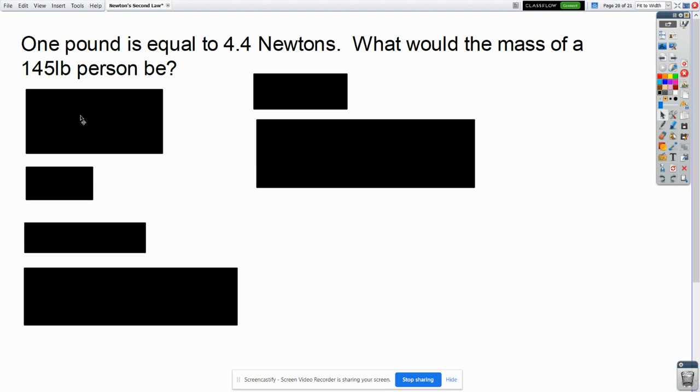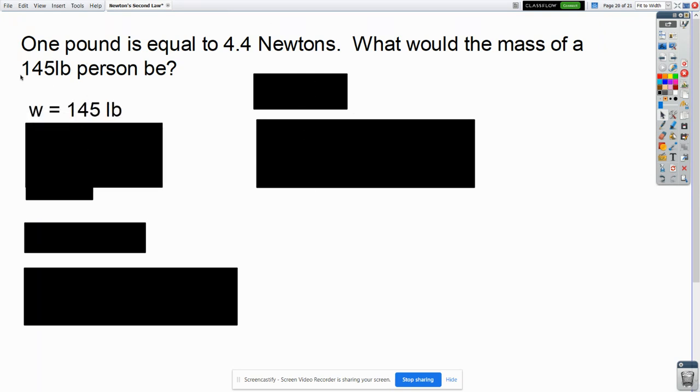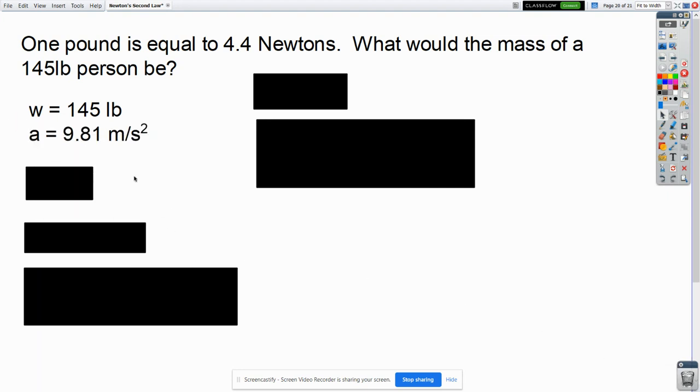Look at what we got here. A 145-pound person, that's a weight. And we're assuming on Earth, so the acceleration due to gravity is 9.81 meters per second squared. We want to figure out what the mass of that person would be.